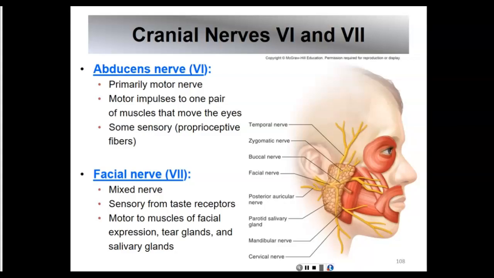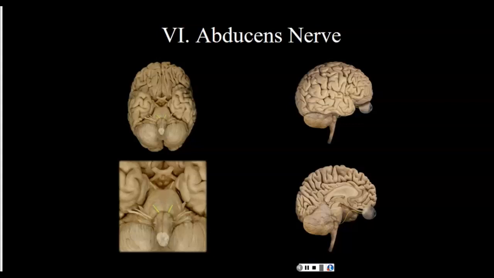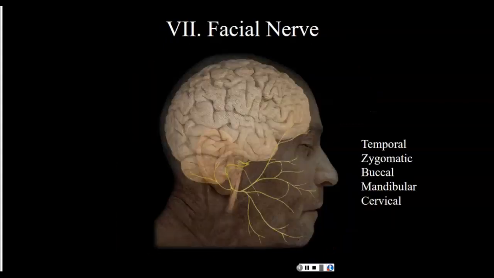Number 6 is abducens. It's a motor nerve, and it controls impulses to pairs of muscles of eyes. So again, more eye stuff. Number 7 is facial. It's a mixed nerve, so we have some sensory from taste receptors, as well as motor for facial expression, tear glands, and salivary glands. There's abducens and facial.